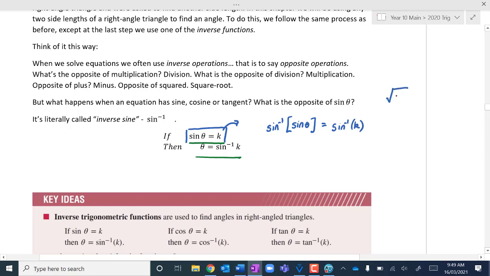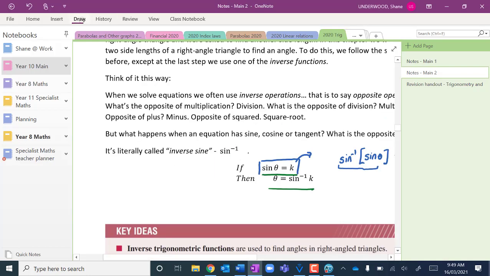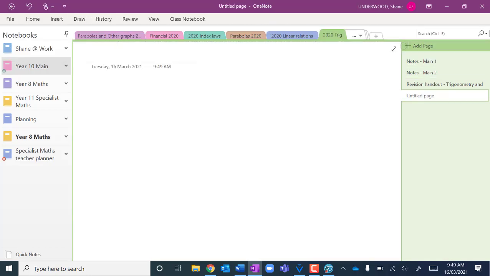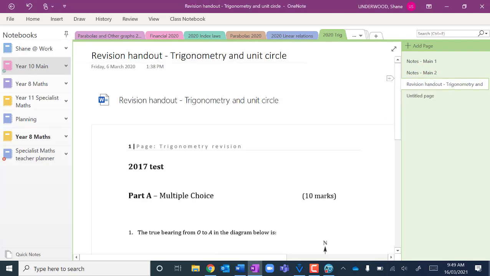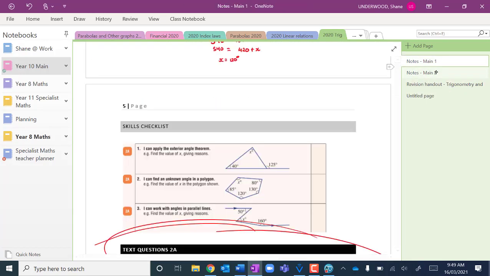Like the square root sign cancels out the x squared, and it's sort of like that. What do you think these inverse sine and the sine do to each other? They cancel each other out. Now, do you need to necessarily write like this? No, you don't.